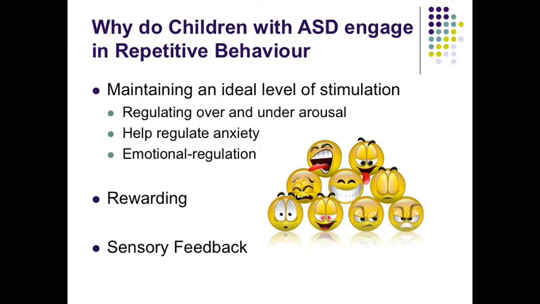So repetitive behavior is a core symptom of ASD, but there are multiple reasons as to why a child might engage in repetitive behavior. It can occur as a way for a child to maintain an ideal level of stimulation. So that's either increasing or decreasing their stimulation depending on the environmental level, and therefore helping them to regulate their arousal level. It can also occur as a way for the child to manage their anxiety or their stress. And these behaviors can also be rewarding or enjoyable, especially if they're satisfying a sensory seeking aspect.